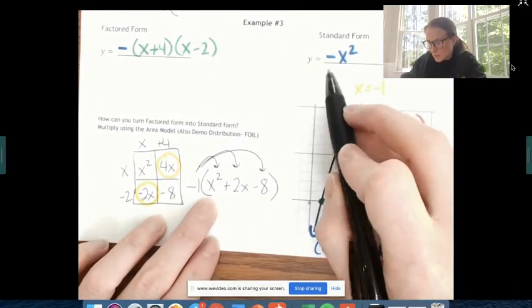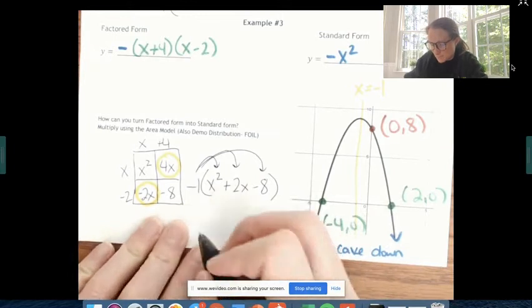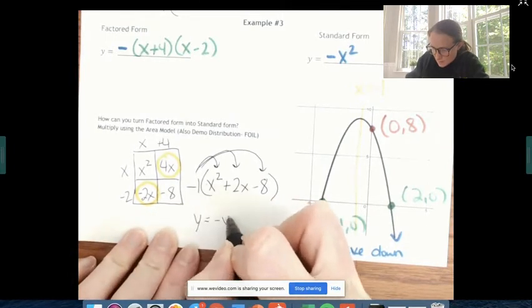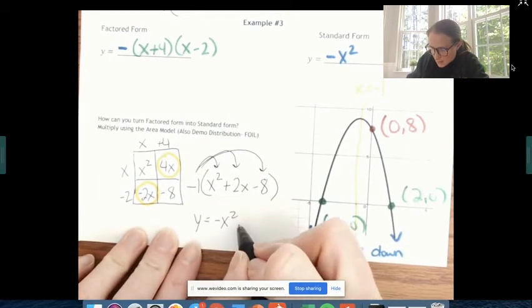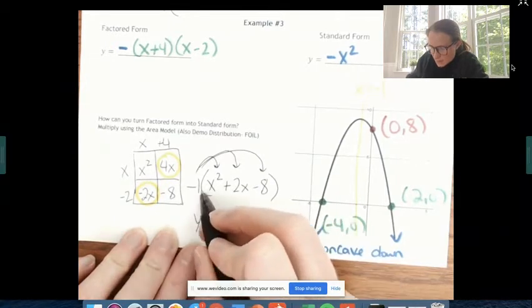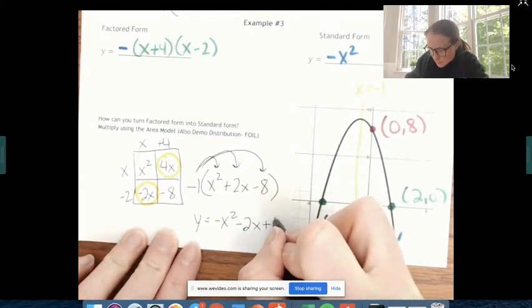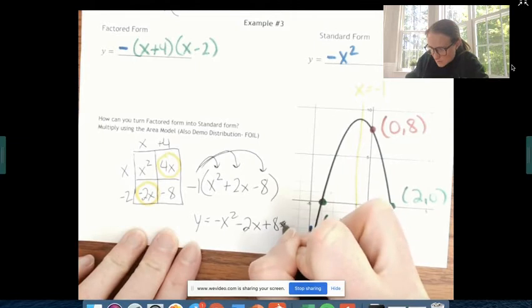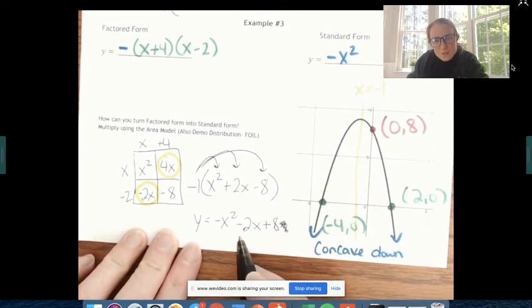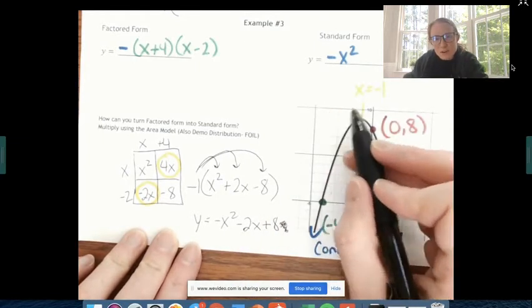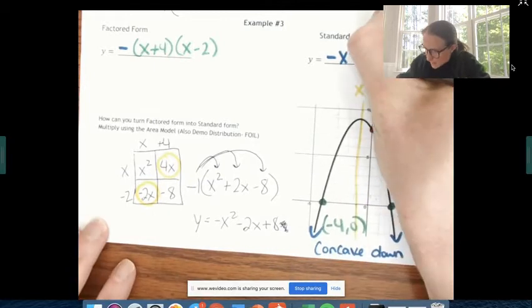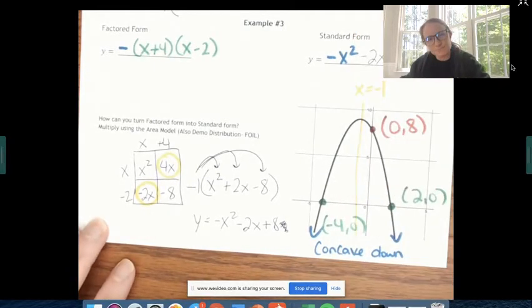Negative times x squared gives me -x squared. Negative times positive 2 gives me -2x. Negative times a negative gives me positive 8. So this is the last thing we needed for our standard form, -2x.